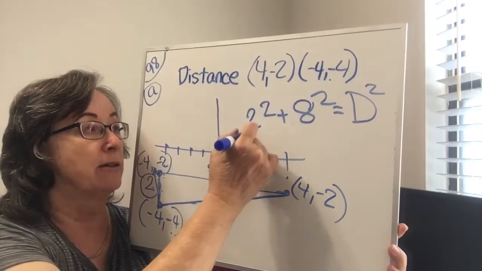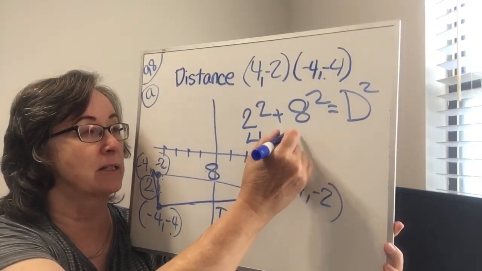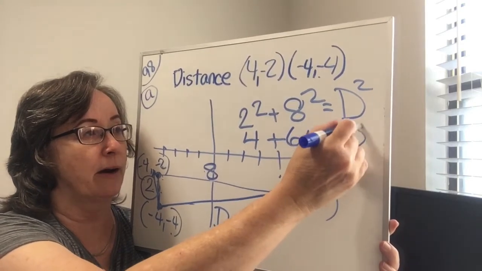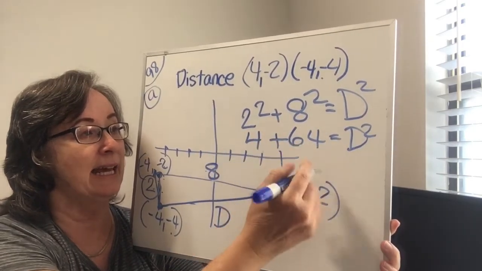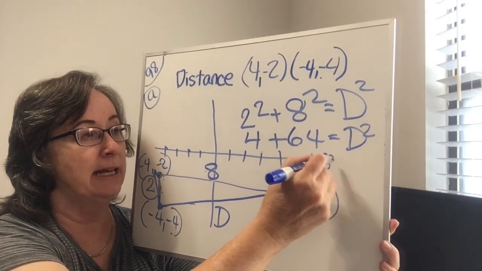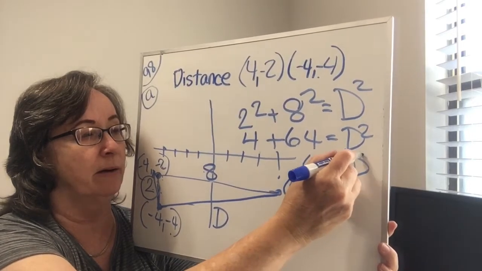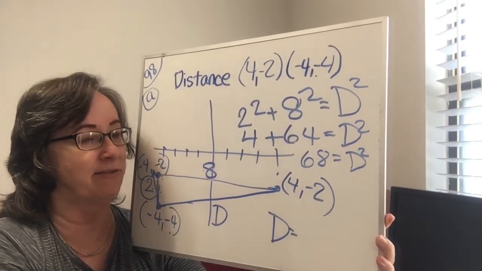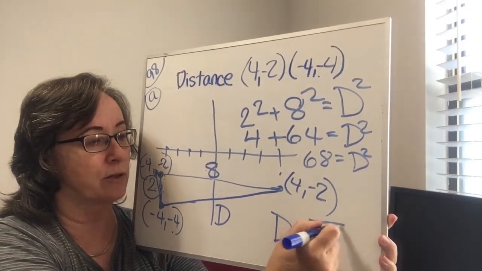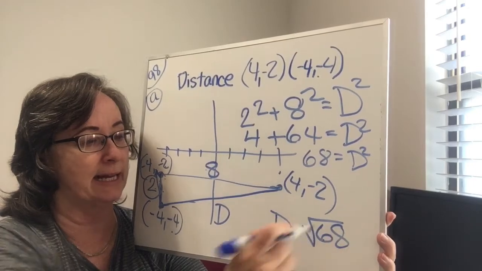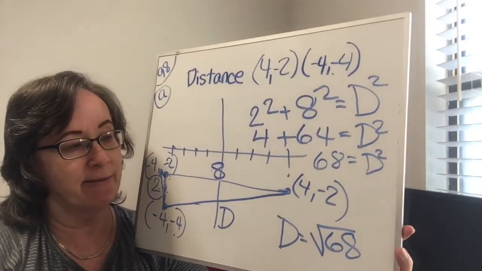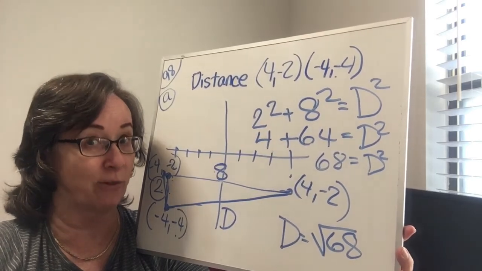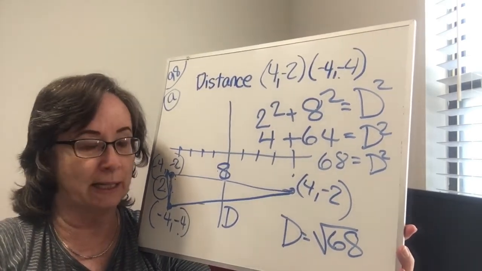So now we're going to say 2 squared is 4 plus 8 squared is 64. So d squared is 68. 68 is d squared. So that means that d is going to be the positive square root of 68. All right, so I'm trying to think. I know that 68 is divisible by 4. That means we can simplify this.